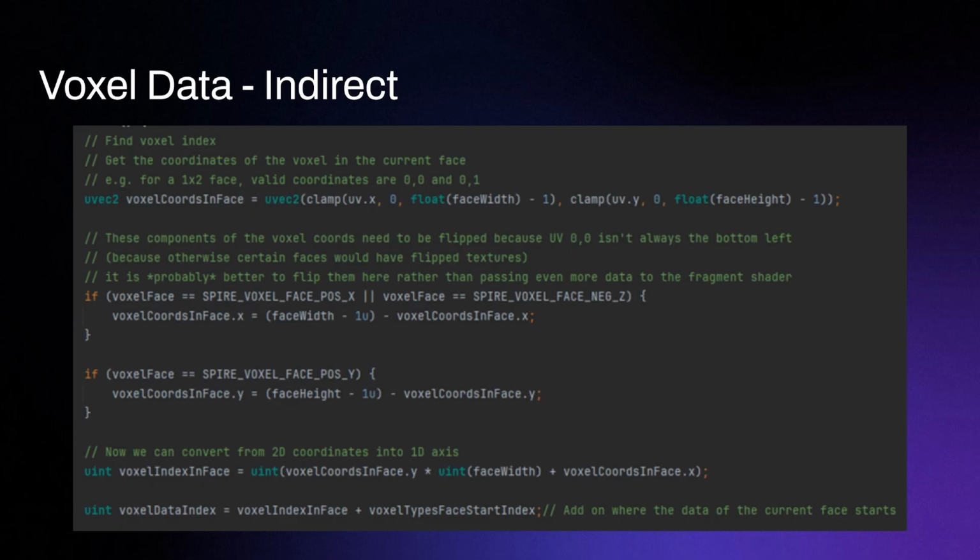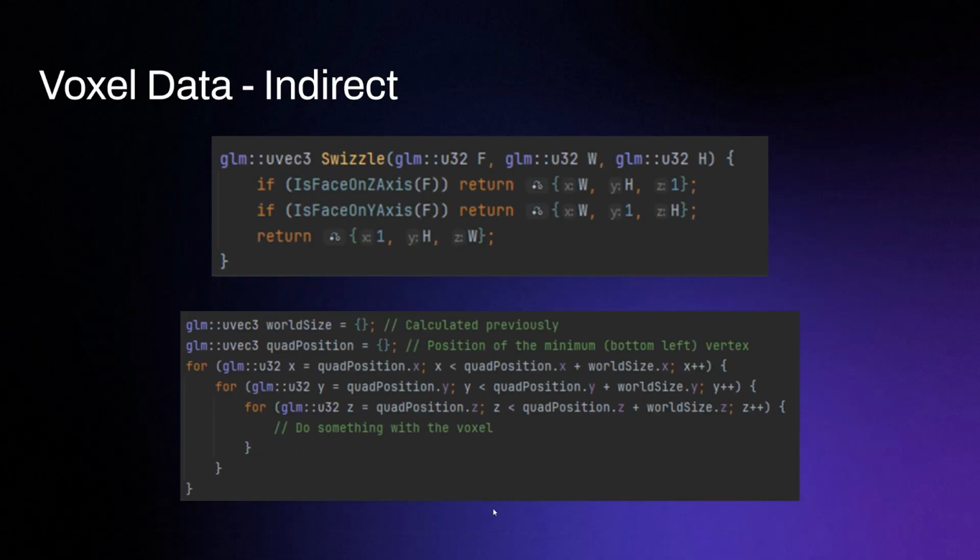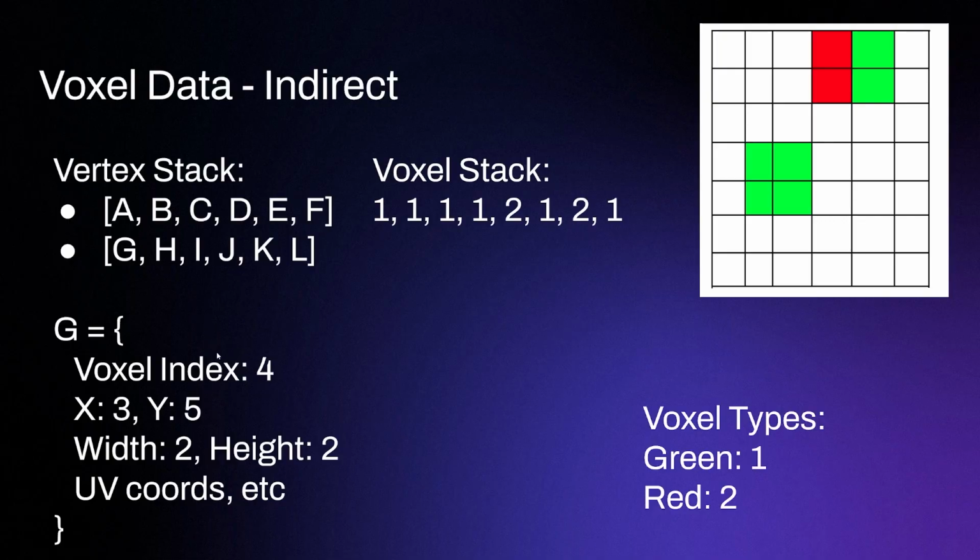This is my fragment shader where I look up the type of the voxel. The first thing I do is convert the UV coordinates from their 0 to 1 range to 0 to width or 0 to height. And then based on how I've got my UV coordinates set up, I need to flip them sometimes. You might not need to do this. And then convert those 2D coordinates into a 1D index just by multiplying the y coordinate by the width and then adding the x coordinate. And then you can add that index that we just calculated to the start index, which is the voxel index we passed into the vertex.